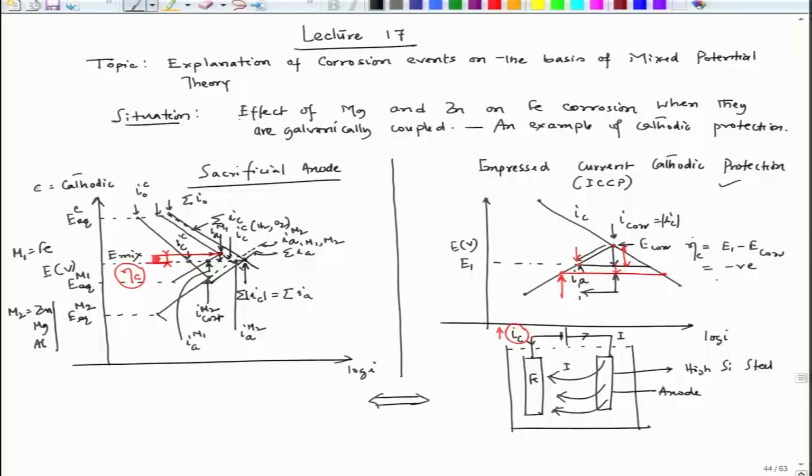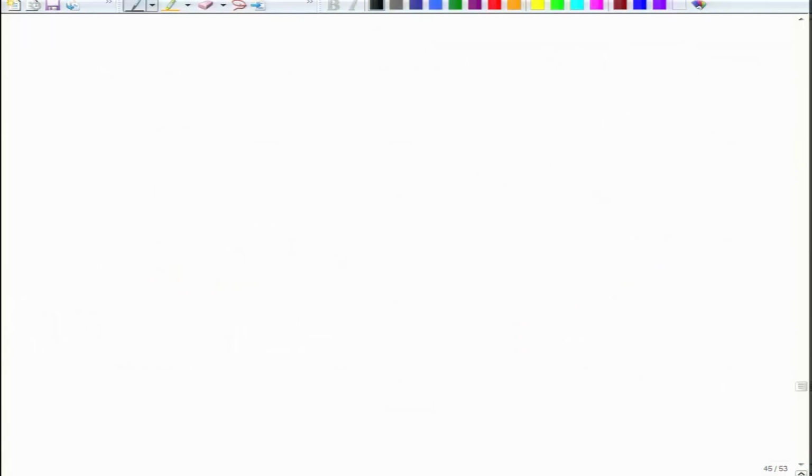So, that is the situation we have considered here, the effect of magnesium and zinc on iron corrosion when they are galvanically coupled. Let us see that part. If I try to see that, let us say in case of zinc, we draw side by side cases.